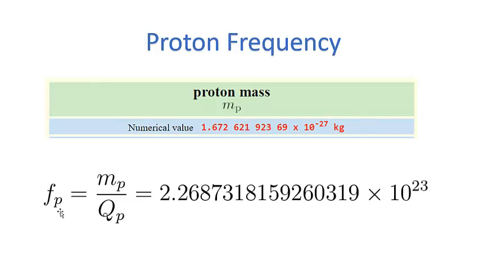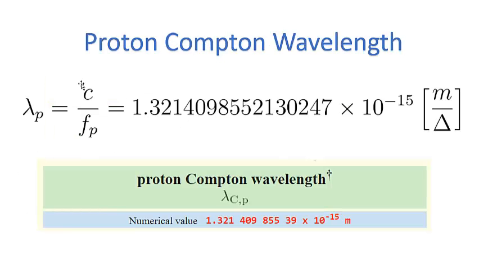Okay, and so when you take the mass of the proton and divide it by the quantum of mass, you get 2.268, etc., times 10 to the 23. And that is in hertz. Okay, that is in cycles per second. Okay, so now we can calculate the proton Compton wavelength. We can go back to the wavelength domain if we want to.